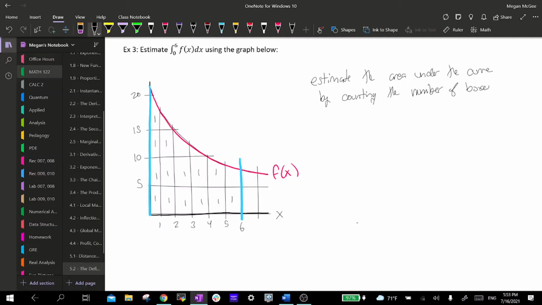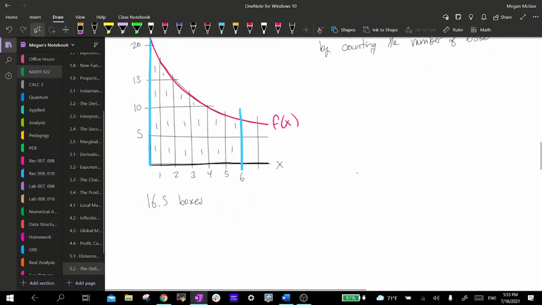And let's see here. Maybe 15, 16. And these two pieces together look like maybe half of a box. So 16 and a half boxes. About. It's a rough estimate, right? Alright, so about 16 and a half boxes.